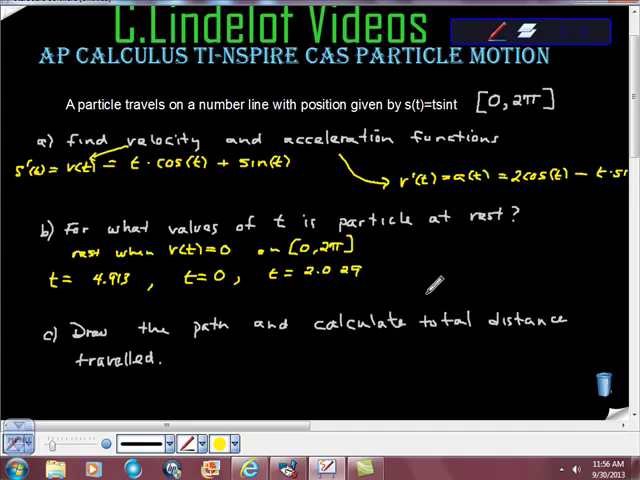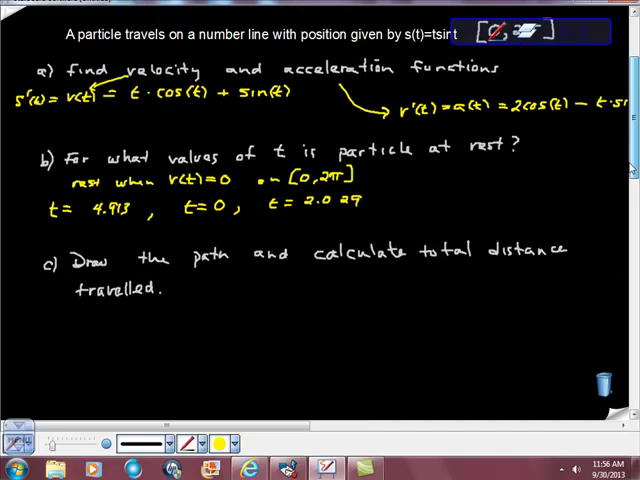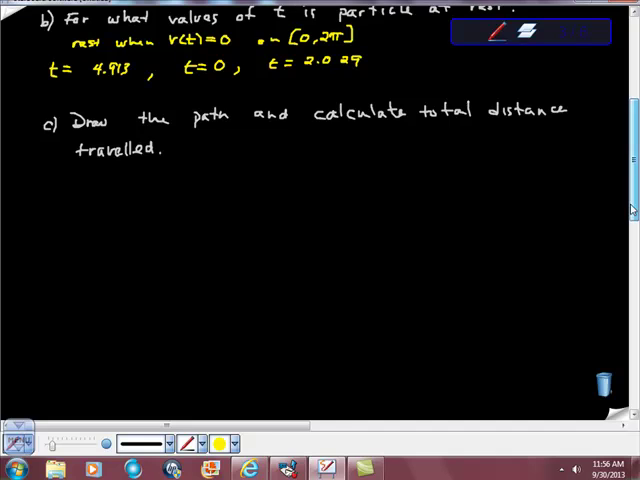One thing that I would do is copy those numbers as much as possible, when possible. So we have these values. So that's that answer. I think that's a good answer. It says draw a path and calculate the total distance traveled. Well, the way I'm going to do that is this.